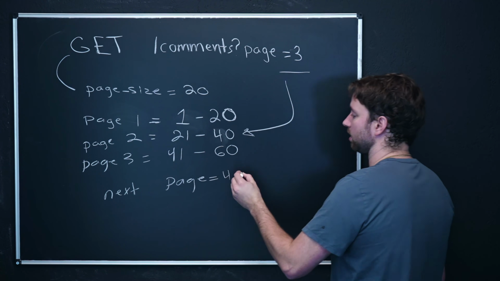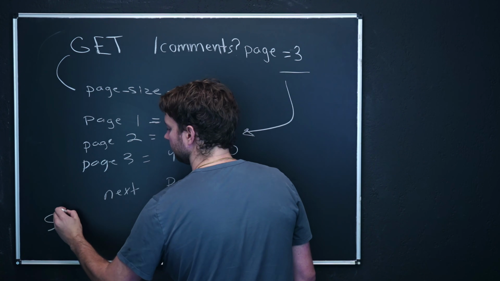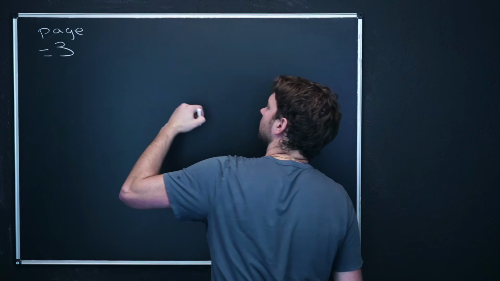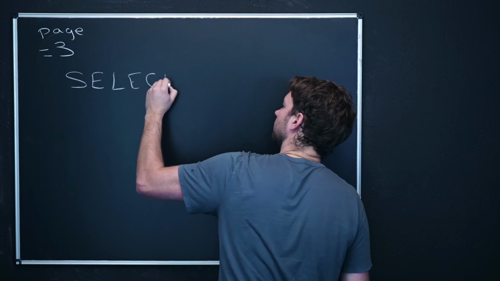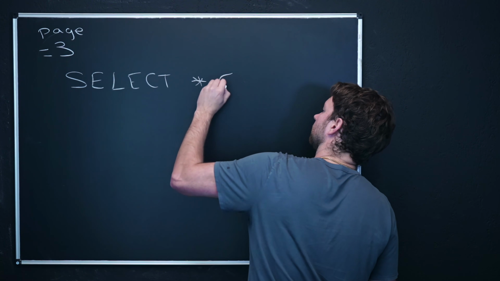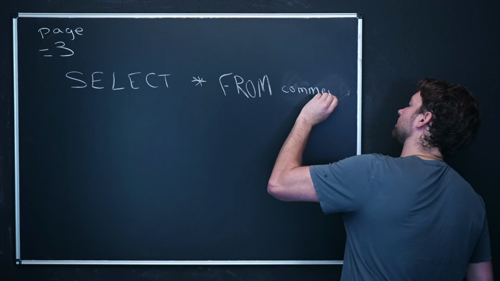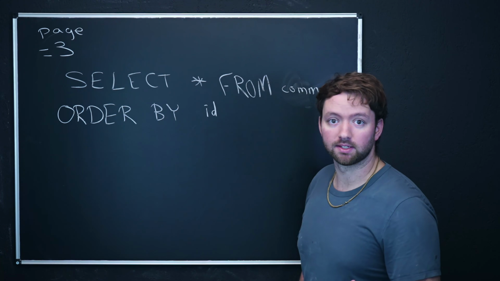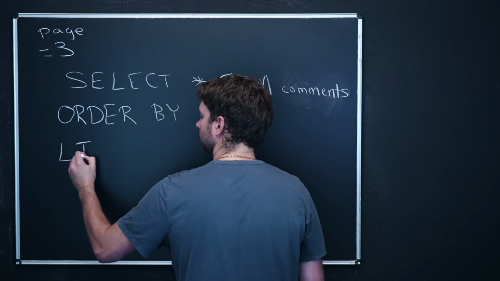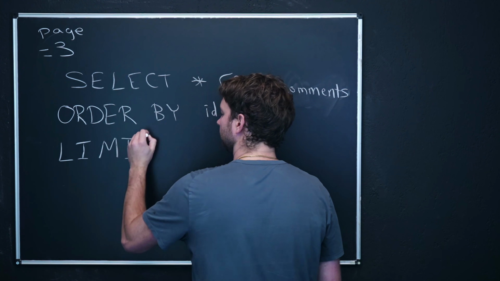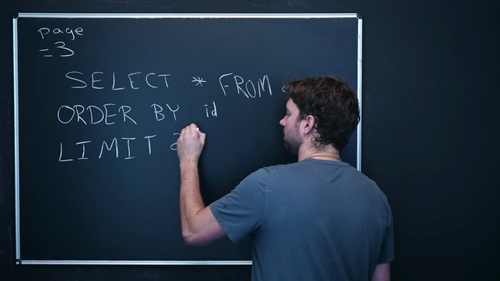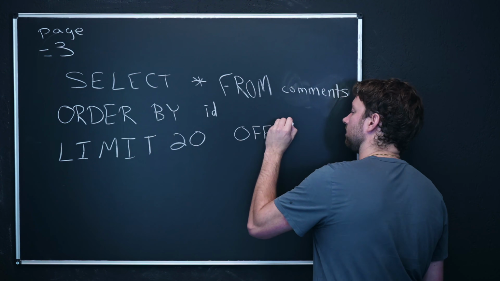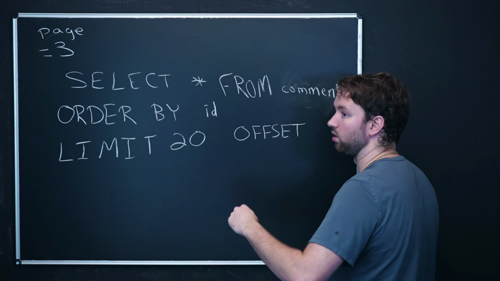So the question then is, how do we go from a number here to an actual database query? Let's write up what this query might look like. So if the page is 3, we could have select everything from whatever table, let's say comments, order by ID or comment ID, and then we can pass to the database a limit. This is going to be the set page size, so 20, how many elements per page, and then we will provide an offset, which is how many rows to skip.